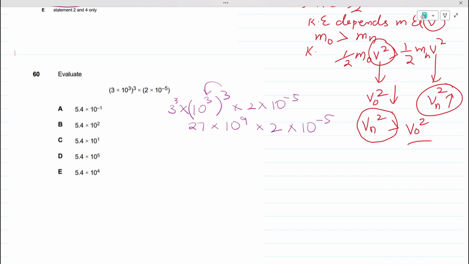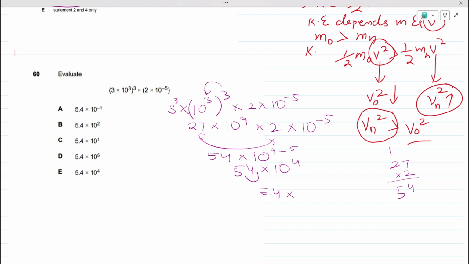Let's multiply the constant things and then do the simplification with the values that have powers. 27 into 2: 2 sevens are 14, 1 here, 2 twos are 4 and 5. So 54, right? 54 into 10, 10, because the bases are the same and these are multiplying, the powers have to be added. So 9 minus 5. 54 into 10 to the power 9 minus 5 is 4, right?